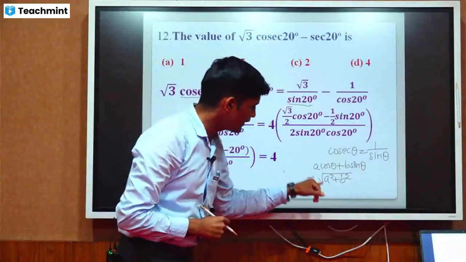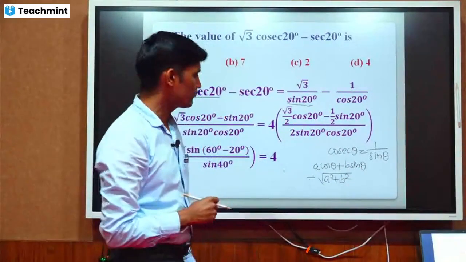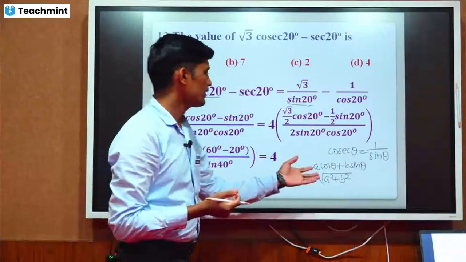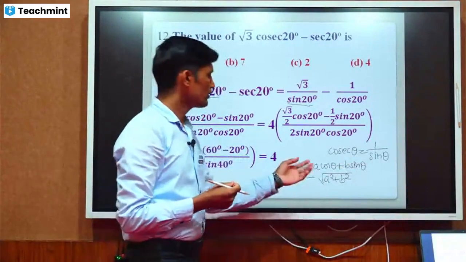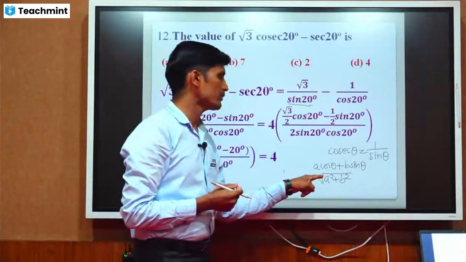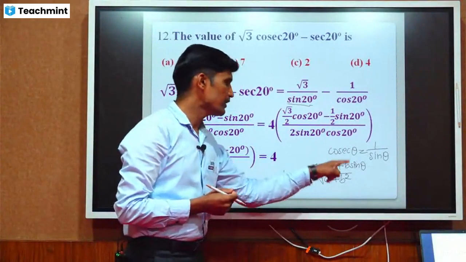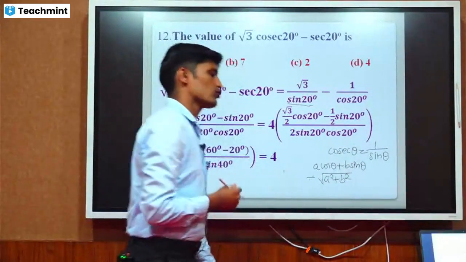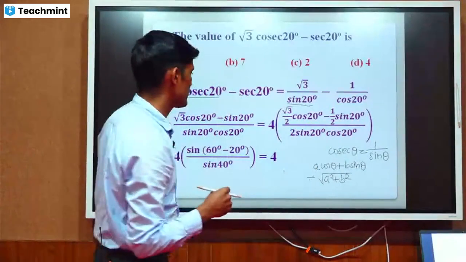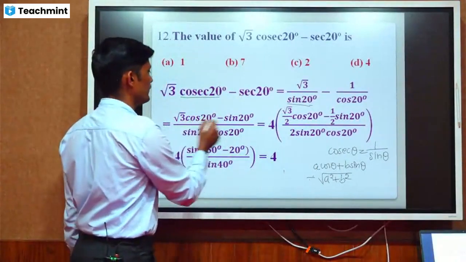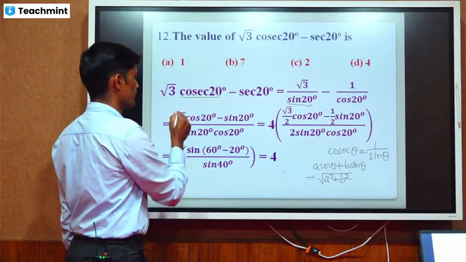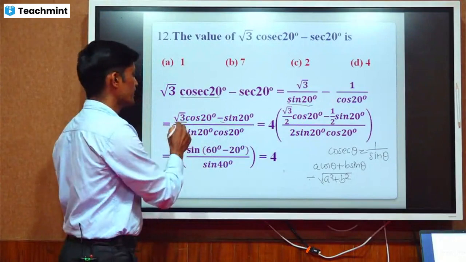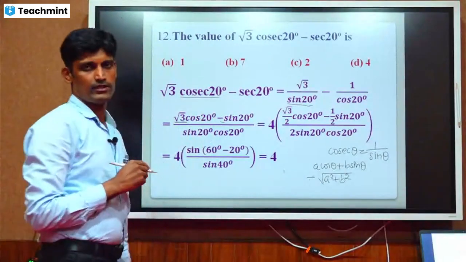If you treat A by root of A square plus B square as sin alpha, then B by root of A square plus B square becomes cos alpha. Hence it becomes sin of alpha plus theta. Or if you take A by root of A square plus B square as cos alpha, then B by root of A square plus B square is always sin alpha. Hence we can write it as cos of alpha minus theta. It depends. So here we need to divide by root of A square plus B square, that is root of root 3 square plus 1 square.